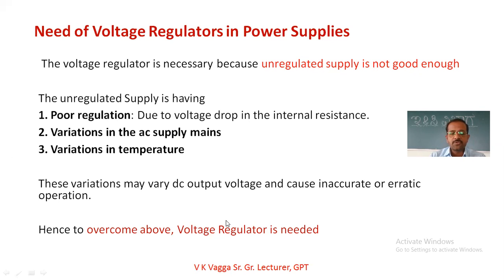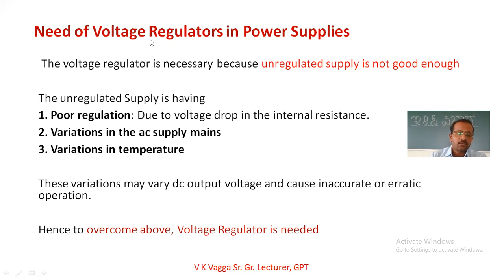If you are using the voltage regulator, the poor regulation can be overcome. Any alterations in the AC main supply can be taken care of by the voltage regulator. And if variations in the temperature occur, they are also taken care of by the voltage regulator, and it gives you the constant output voltage. Understood? That is the need for the voltage regulator.